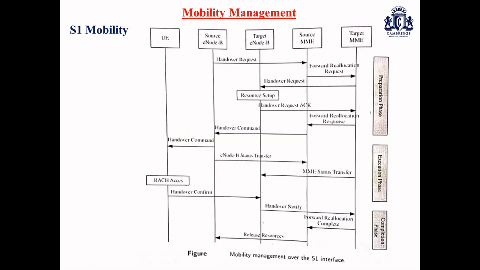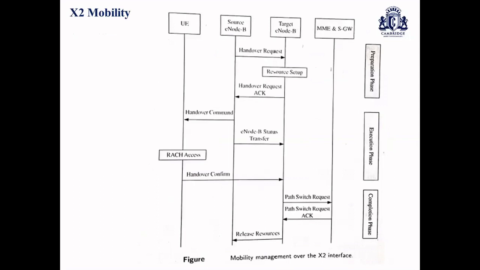So with respect to the same RAN network, that is also the same mobility management entity. When it comes to different RAN or different mobility management entity, we have the X2 mobility interface. So here you can see X2 mobility management, how the flow of information is being divided with respect to three phases.